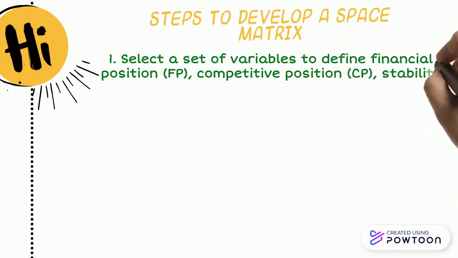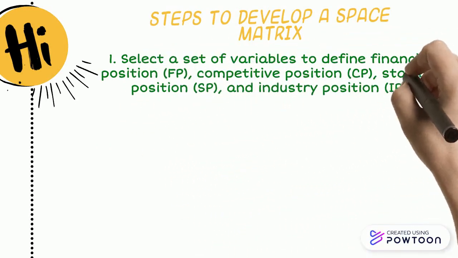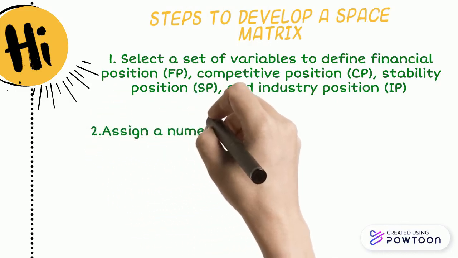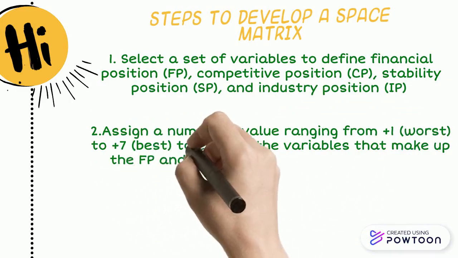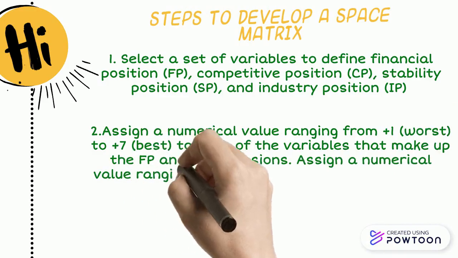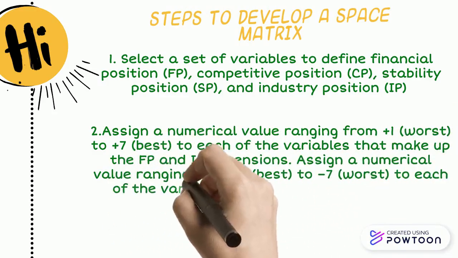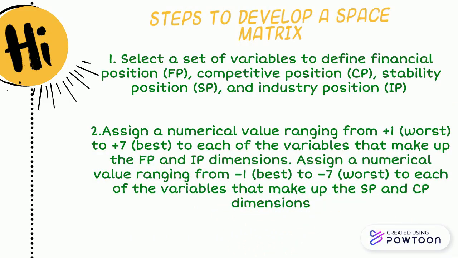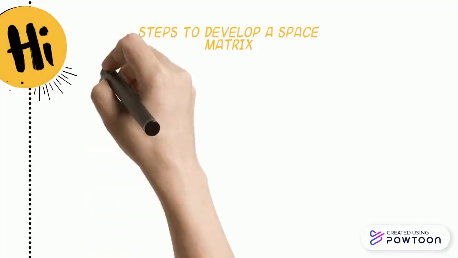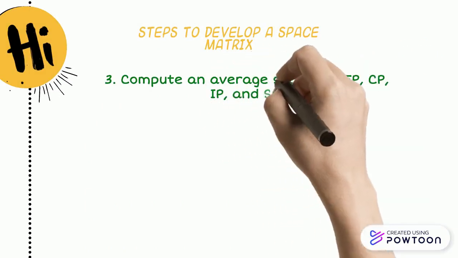First, select a set of variables to define financial position (FP), competitive position (CP), stability position (SP), and industry position (IP). Second, assign a numerical value ranging from +1 worst to +7 best to each of the variables that make up the FP and IP dimensions. Assign a numerical value ranging from -1 best to -7 worst to each of the variables that make up the SP and CP dimensions. Third, compute an average score for FP, CP, IP, and SP.